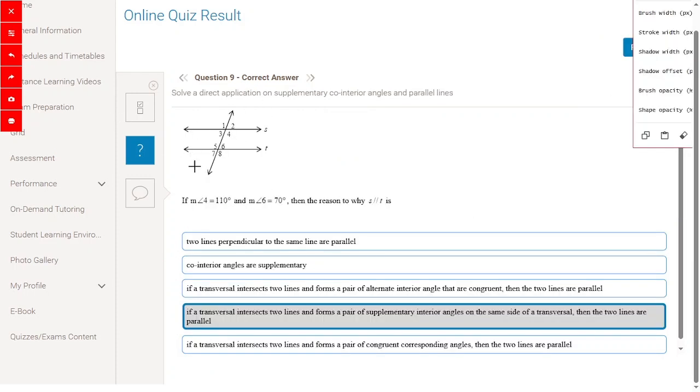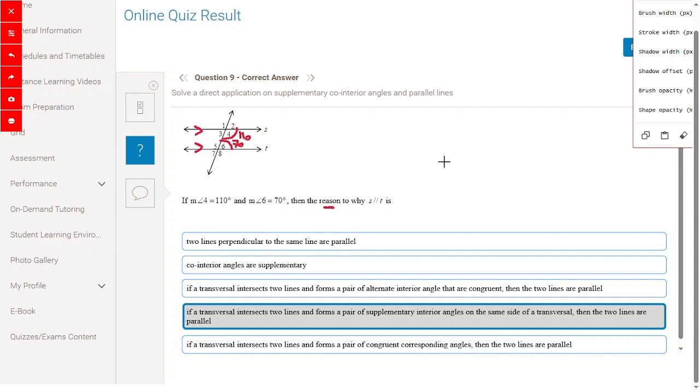Now we have this figure. Okay, now the measurement of angle 4 is 110, and the measurement of angle 6 is 70, and these two angles are interior angles. Okay. Now then, the reason why line S is parallel to line T.